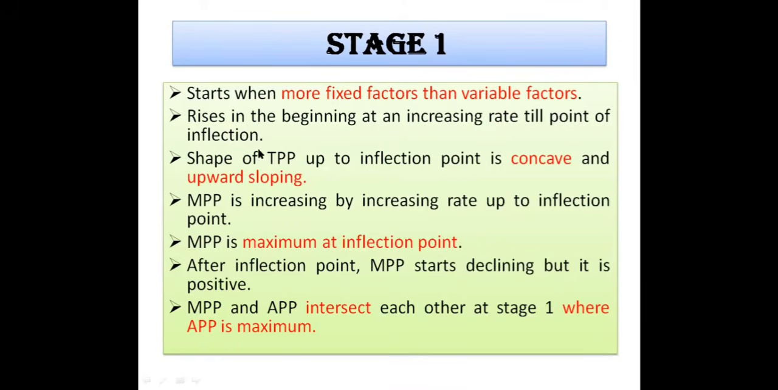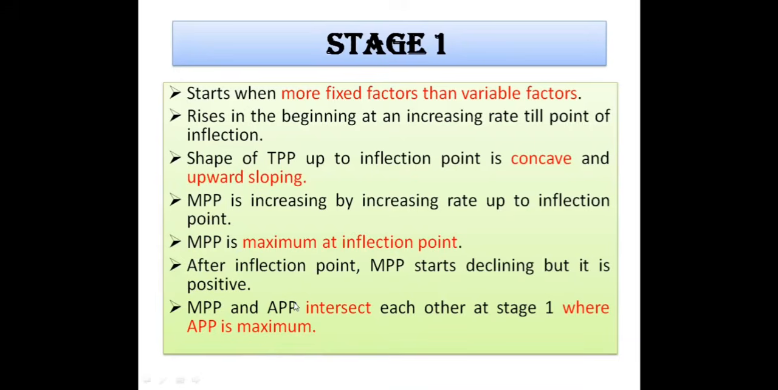Then the shape of the TPP up to the inflection. This is important, remember. The shape of the TPP up to the inflection point is concave and upward sloping. MPP is increasing at an increasing rate up to the inflection point. MPP is maximum at the inflection point. After the inflection point, MPP starts declining, but it is positive, like in stage 2.